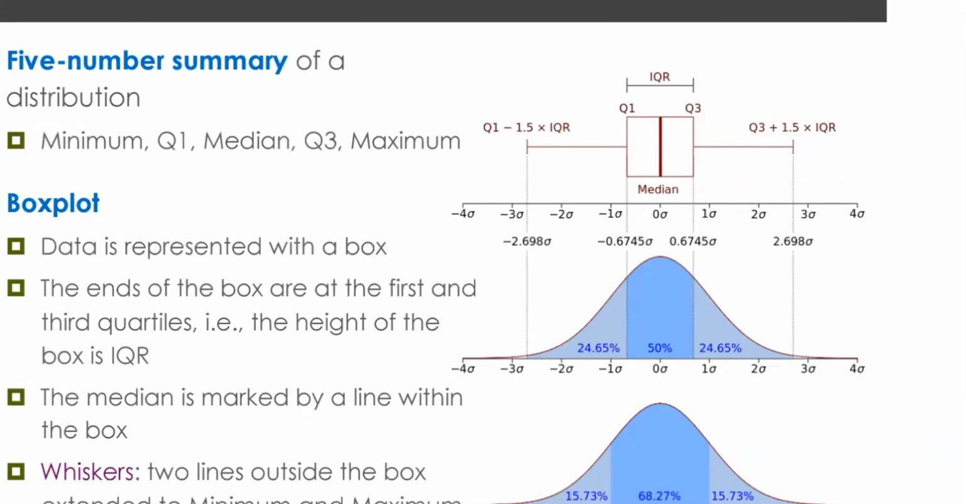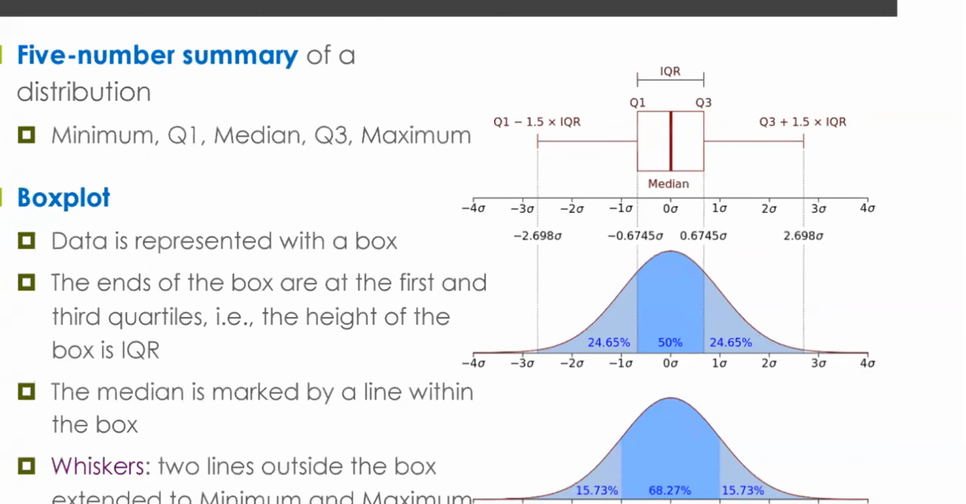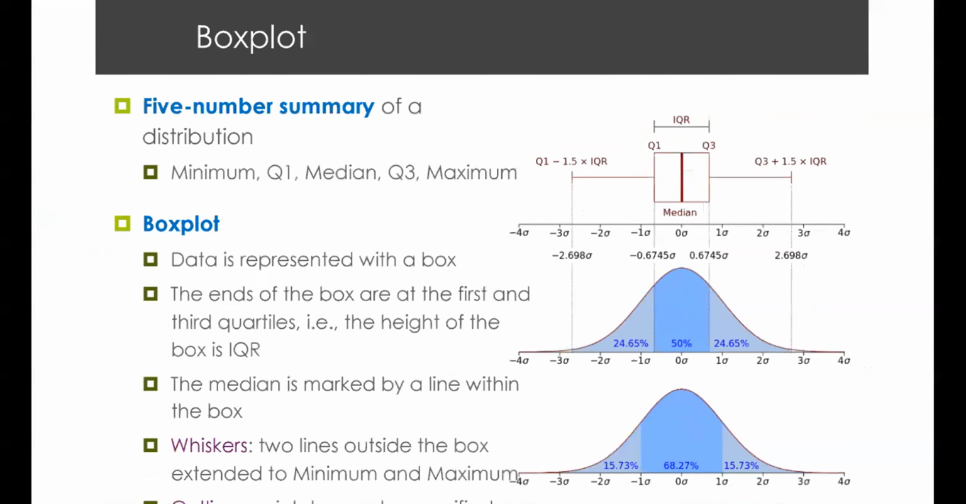Here you can represent the first coordinate, that is the Q1 value, and Q3 is represented as quartile 3. The distance between them, Q3 minus Q1, equals IQR. The middle value you represent as the median value. This is the five-number summary of the distribution, and you have to represent it with the box plot.